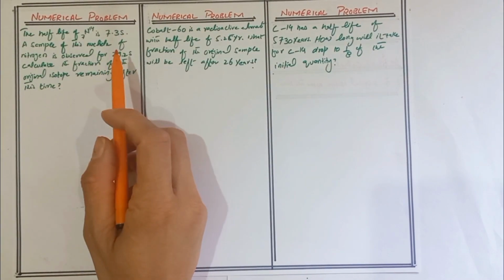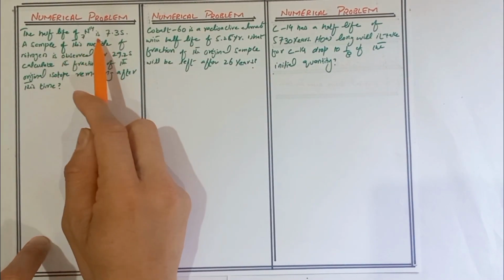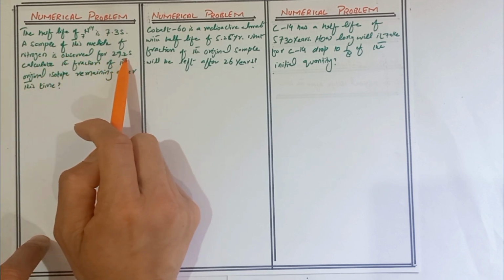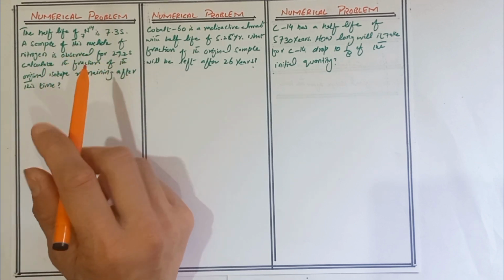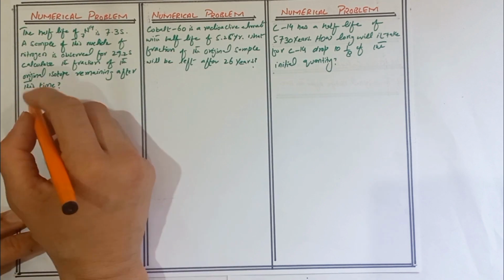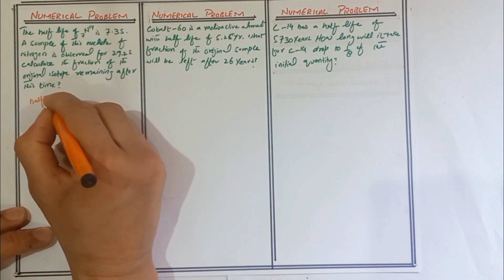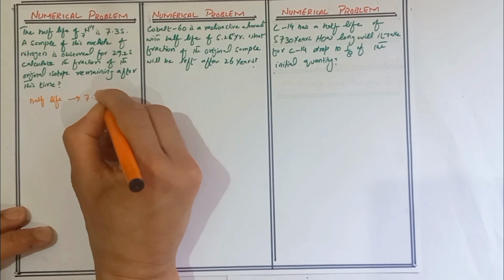Now we discuss the numerical problem. First numerical problem: the half-life of nitrogen is 7.3 seconds. A sample of these nuclei of nitrogen is observed for 29.2 seconds. Calculate the fraction of the original isotope remaining after this time. So the half-life of nitrogen is 7.3 seconds.